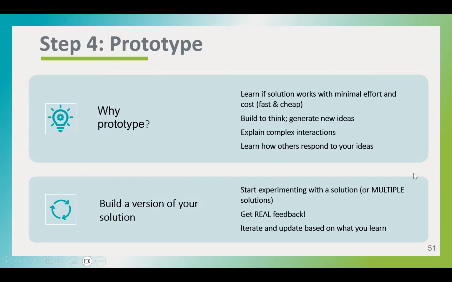Okay, so now let's do step 4, prototype. So we've got our idea and we want to learn if the solution works with minimal effort and cost, do it really fast and cheap. We want to build to think and generate new ideas and explain complex interactions, not doing that verbally, but showing so that they can use it. Learn how others respond to your ideas and then start experimenting with a solution, right? Get real feedback and iterate and update based on what you learn.